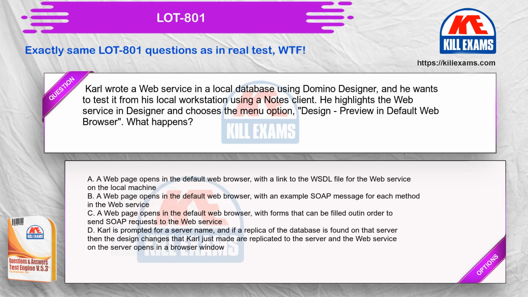Option B. A web page opens in the default web browser, with an example SOAP message for each method in the web service. Option C. A web page opens in the default web browser, with forms that can be filled out in order to send SOAP requests to the web service. Option D. Carl is prompted for a server name, and if a replica of the database is found on that server, then the design changes that Carl just made are replicated to the server and the web service on the server opens in a browser window.